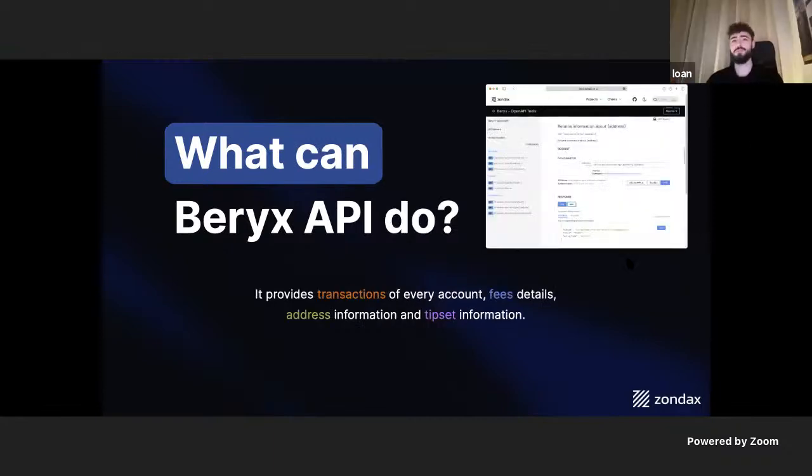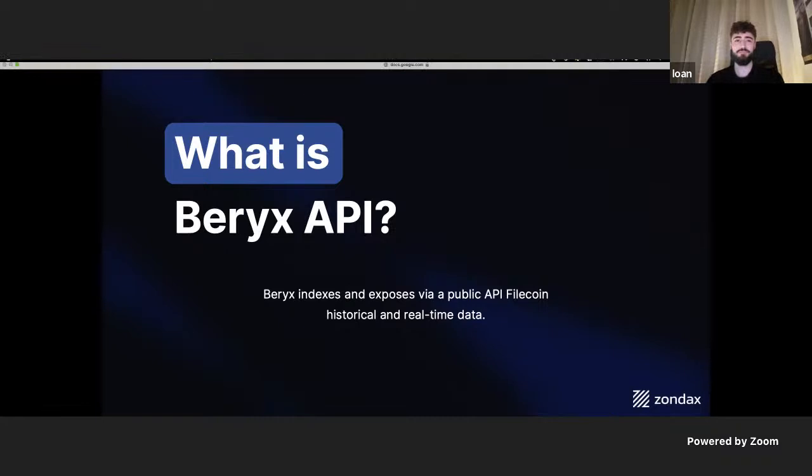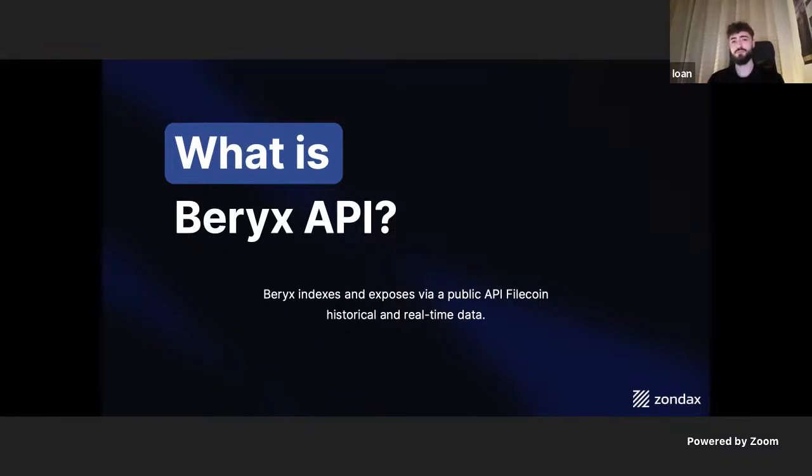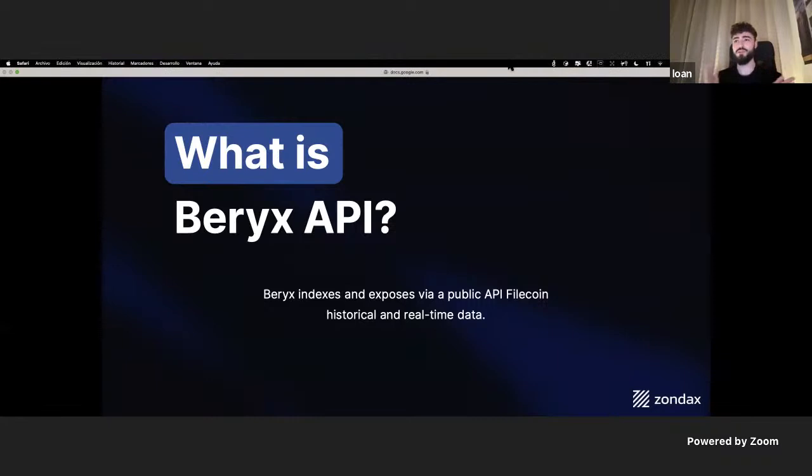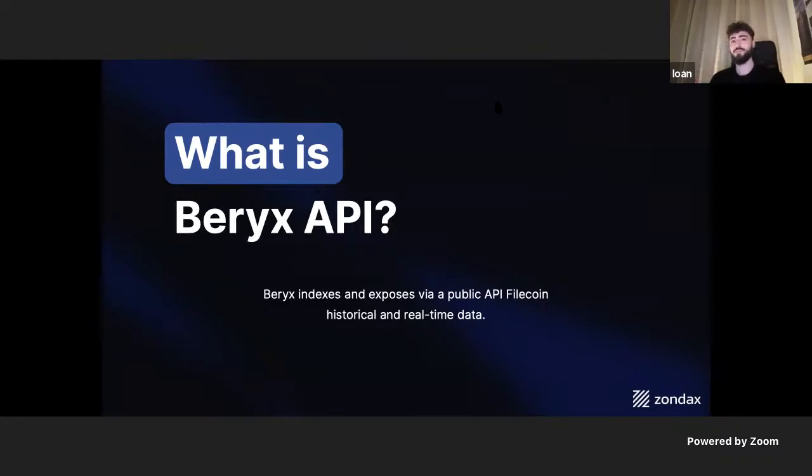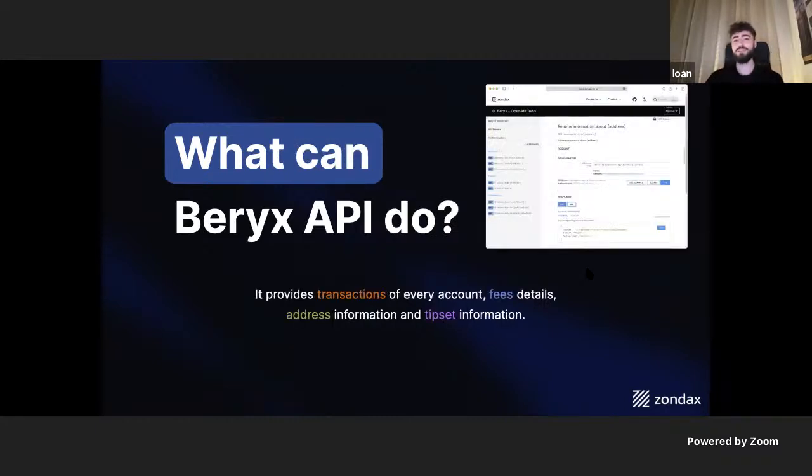Hi everyone. Thank you, Emmanuel. I'm Ioan, and I'm going to talk about Beryx. I'll explain 2 parts: one is the API, the other one is the Explorer. What is the API? Beryx API indexes behind the scenes and exposes through the API the Filecoin data, historical and real time. What can Beryx API do? It provides information like transactions, account information, fees, addresses, and tipsets.